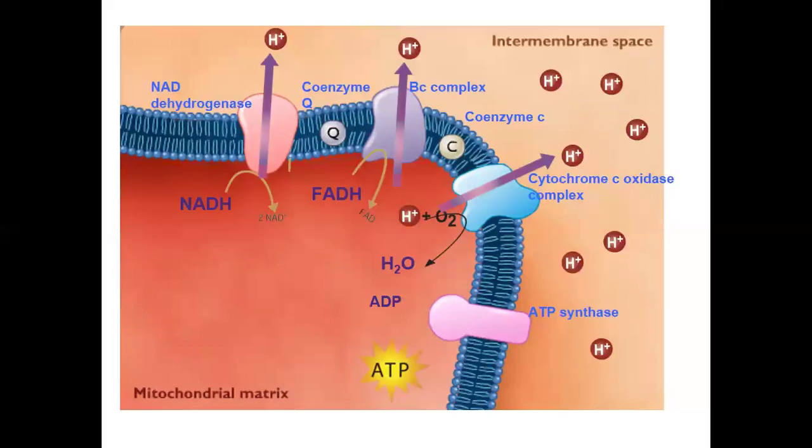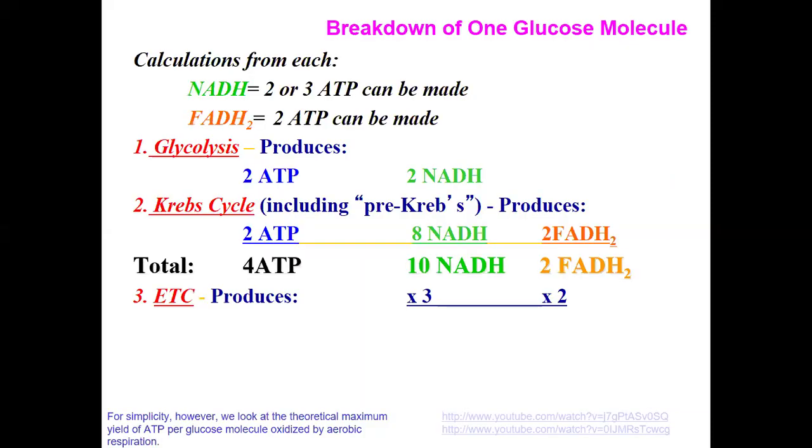So this calculation is to give a theoretical outlook. Take note that about 3 ATP can be produced from NADH, and 2 ATP can be made from FADH2. Under glycolysis, you have 2 ATP and 2 NADH produced. Under Krebs cycle, you have 2 ATP, 8 NADH, and 2 FADH2 produced. So in total, you have 4 ATP produced between glycolysis and Krebs cycle.